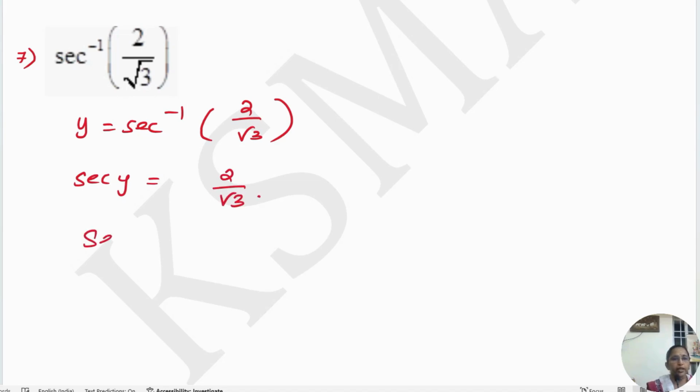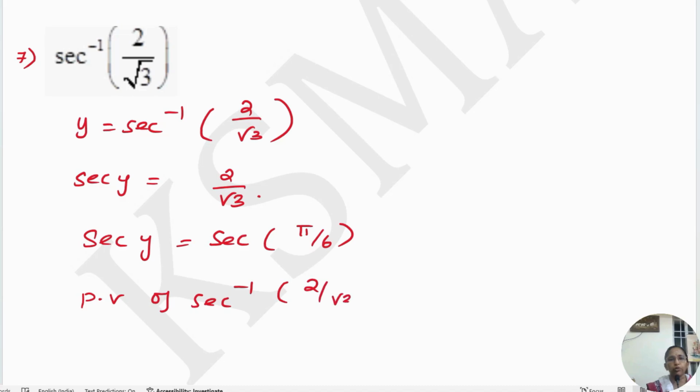Coming to the seventh question, this is secant inverse of 2 by root 3. So secant y is equal to 2 by root 3. And here this 2 by root 3 in terms of secant is pi by 6. The principal branch value is 0 to pi except pi by 2. So this falls within this range. So the principal value of secant inverse of 2 by root 3 is pi by 6.